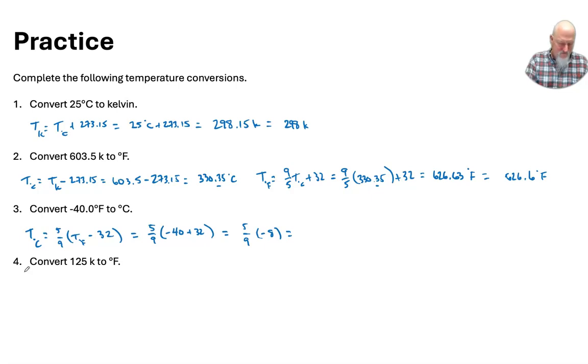So 5/9 times -8. -8 times 5 divided by 9. 5 times 8 divided by 9. Oh, no, -8. 5 times -8 divided by 9 equals... What did I do here?